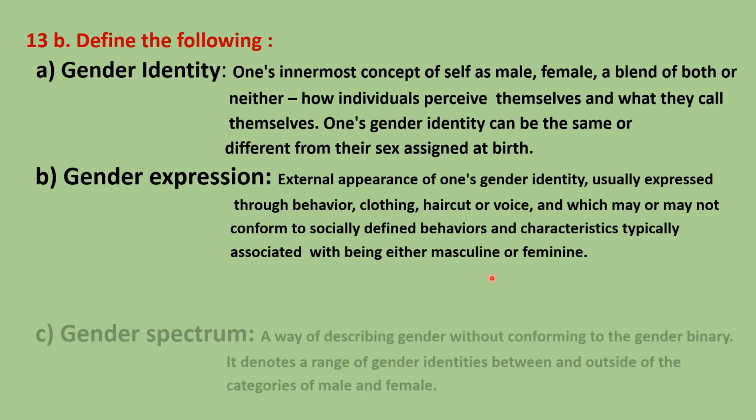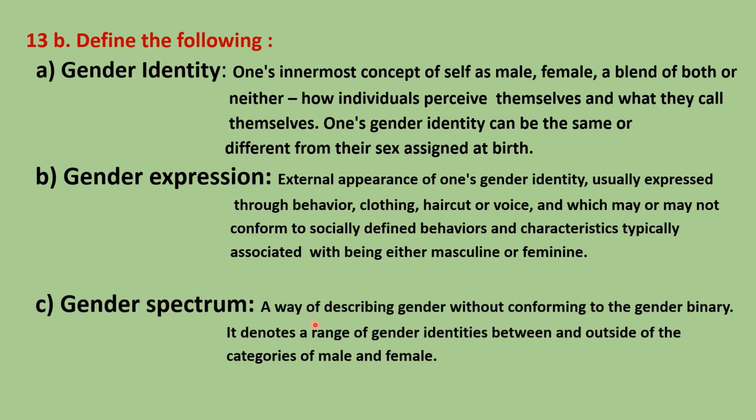That is gender expression. Then gender spectrum, a way of describing gender without conforming to the gender binary. Binary means only male or female. It denotes a range of gender identities between and outside of the categories of male and female. Not only male and female, there can be transgenders or other forms of genders.